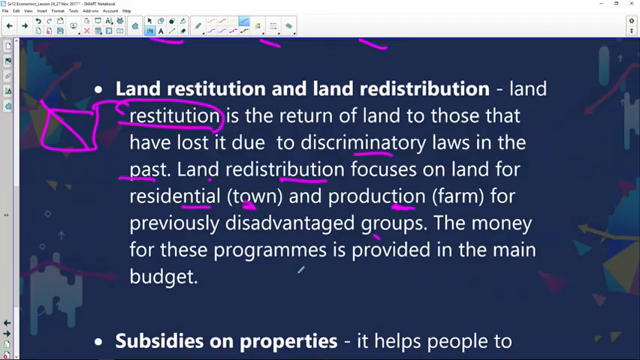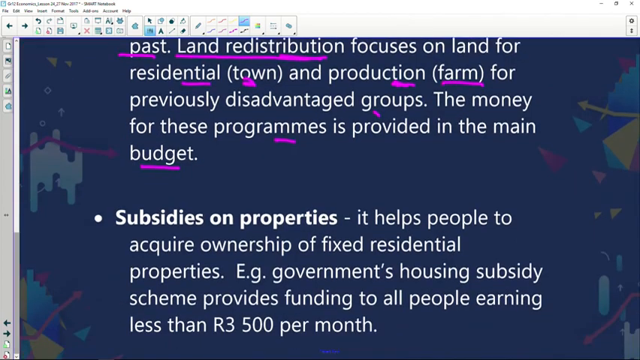So the money for these programs is provided in the main budget. Okay, so government would have a budget in order to ensure that the land redistribution does take place. People are given farms, so the government will negotiate with the farm owners to purchase some of the land so that it could be passed on to other residents in order to support or play a part in economic activity. So that would be considered as land redistribution, and government does finance these programs.